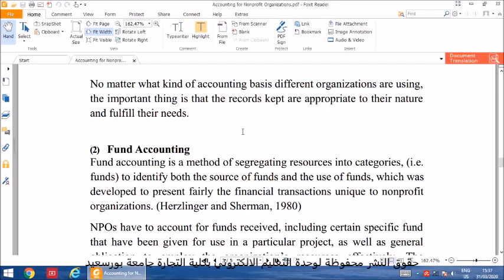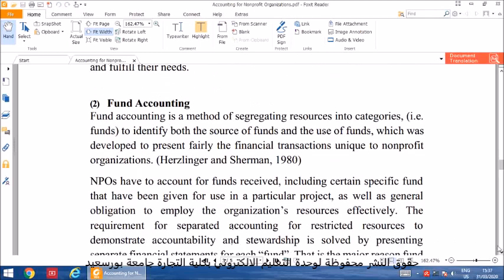Second area, fund accounting. We did study this point during third year, the first semester. Governmental accounting, fund accounting. Of course, you know the meaning of fund. You did study this kind of accounting during the third year, first semester.